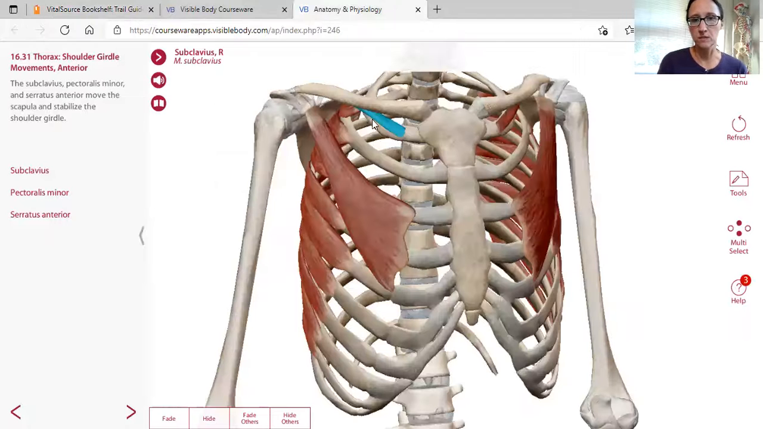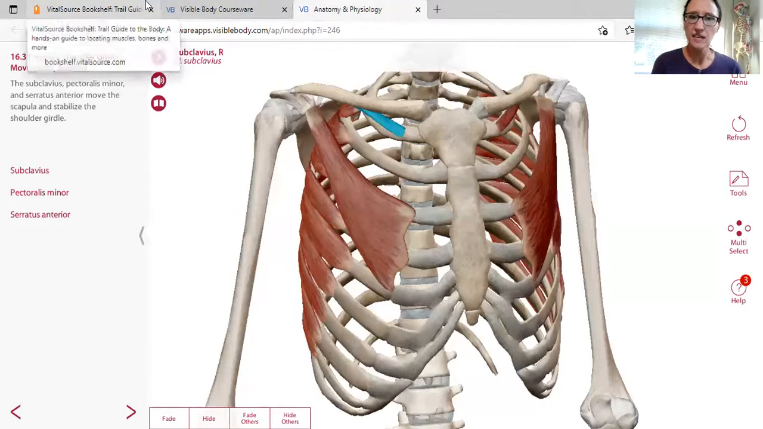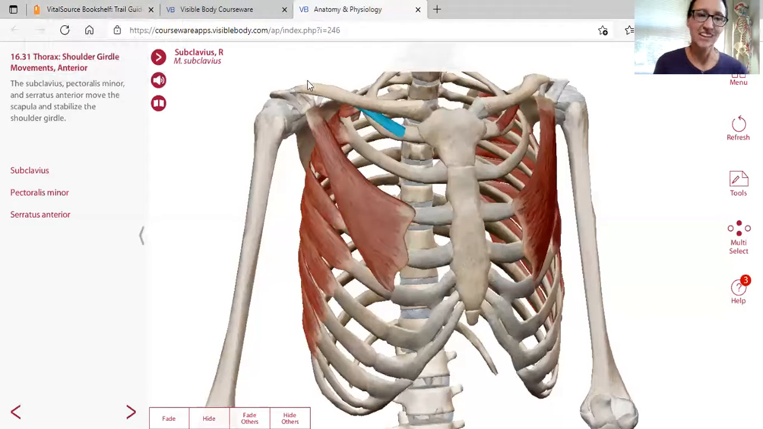So again, here's little subclavius. You can see little subclavius, not doing a whole lot, just hanging out, attaching to the first rib, a little stabilization. All right, so that's it for subclavius and pec minor. When we come back, we will be talking about coracobrachialis. Stay tuned.